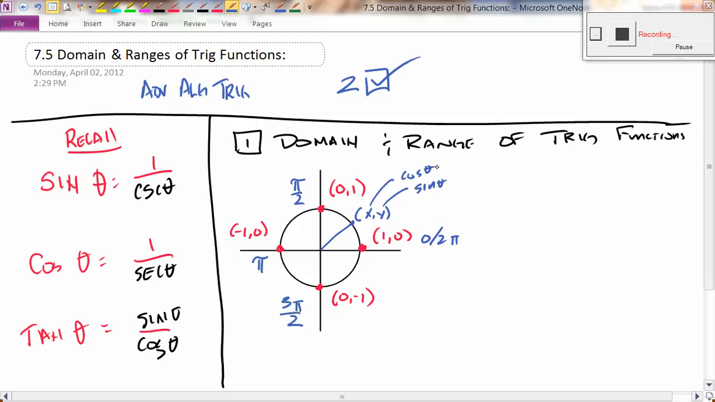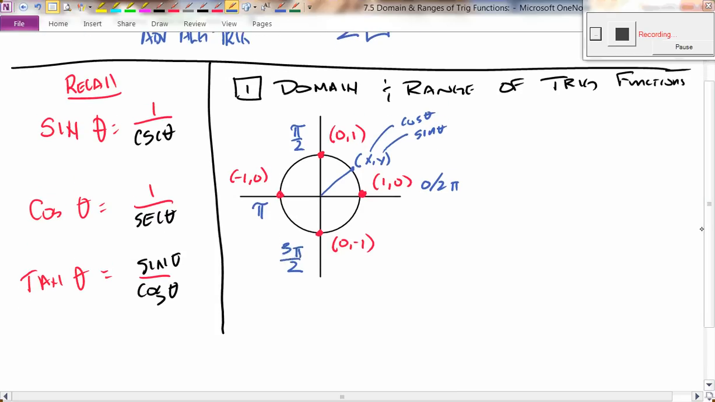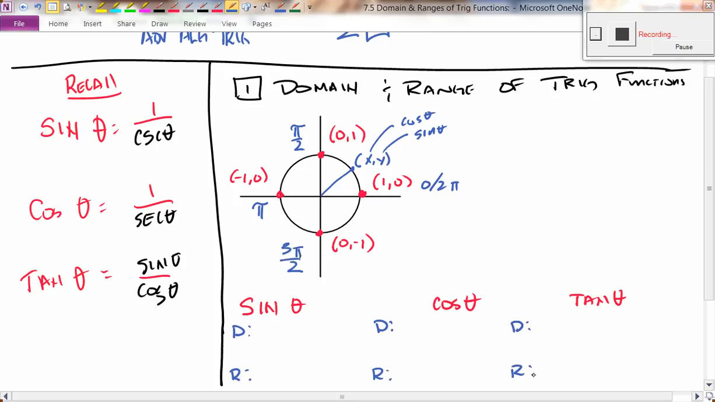Okay, now, our goal out of this whole picture here is to come up with the domain for the sine, the cosine, and the tangent. So we have sine theta, cosine theta, and tangent theta. And what we want out of this from the picture is to develop the domain and the range for each one. The domain and the range. And we'll just focus on these 3 for right now. Sine, cosine, tangent, domain, and range.